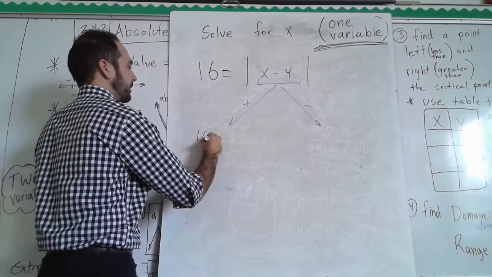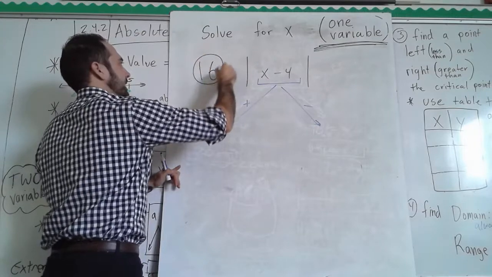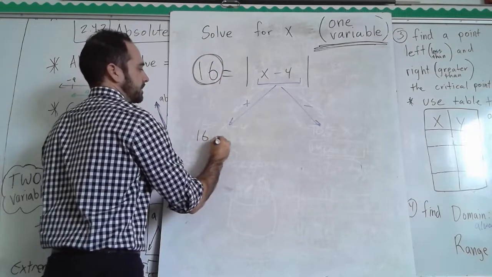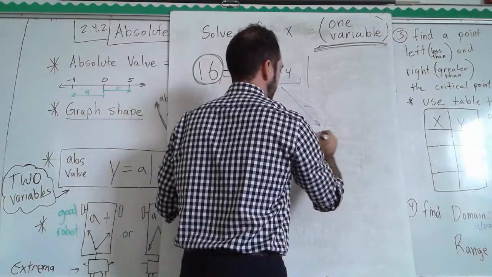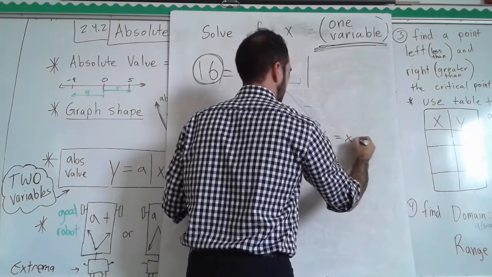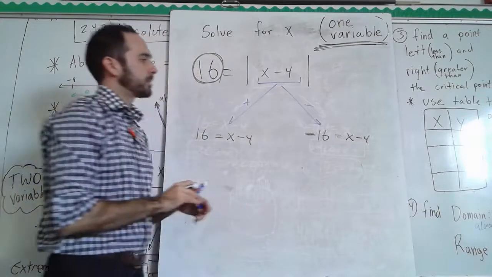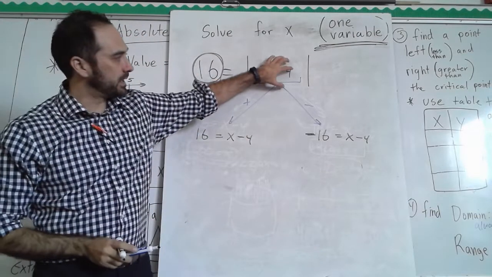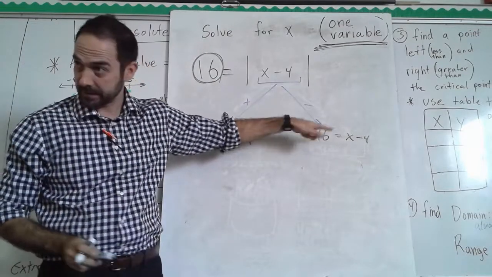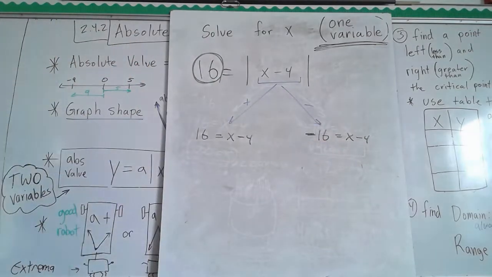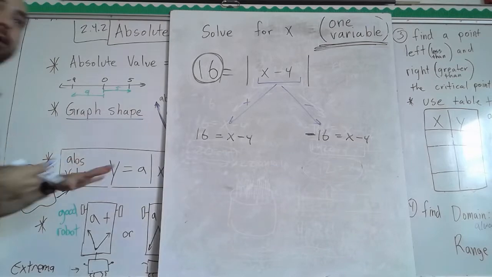The positive branch, again, is just looking at this 16. It's going to be 16 is equal to x minus 4. The negative branch is going to have negative 16 is equal to x minus 4. So if we look at that, what we're saying is, when does this expression equal positive 16? When does that expression equal negative 16? We find those two options and we know the two numbers that work in this problem.